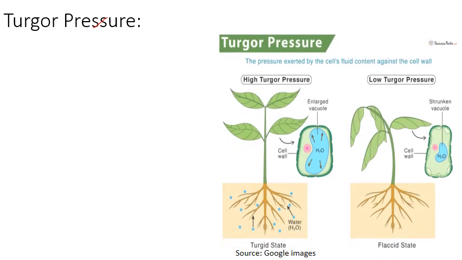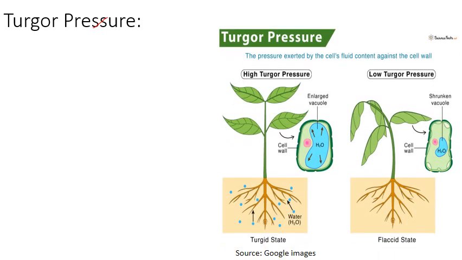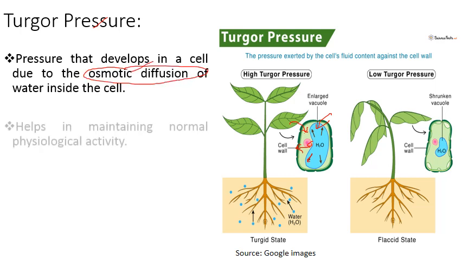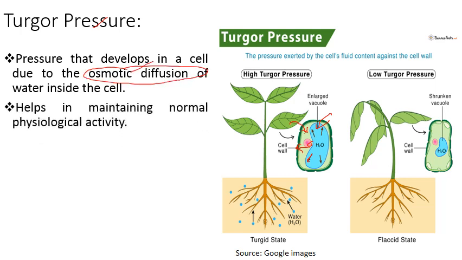The next term is turgor pressure. This is the hydrostatic pressure which is developed inside the cell when water enters the cell, and this pressure is exerted towards the outer side of the cell, means from the center towards the cell wall. So this hydrostatic pressure which is developed inside the plant cell by the entry of water is known as turgor pressure. Pressure that develops inside a cell due to osmotic diffusion of water inside the cell is known as turgor pressure, and it helps in maintaining normal physiological activities.